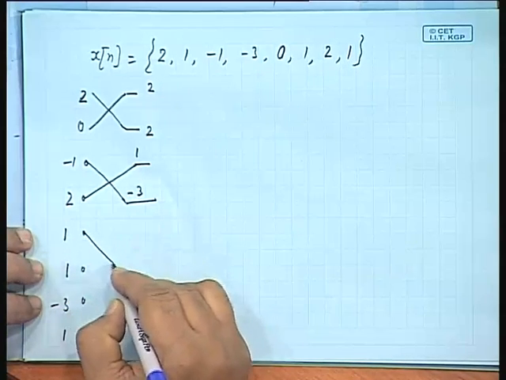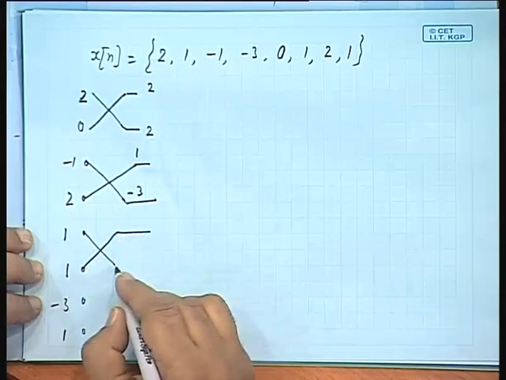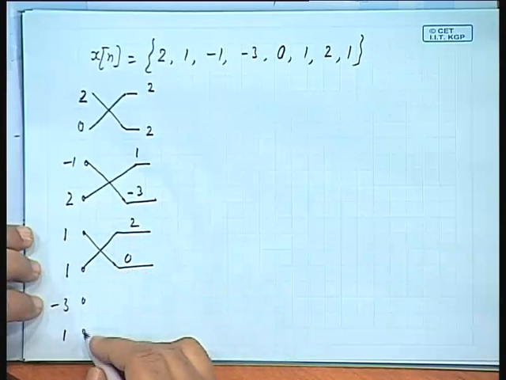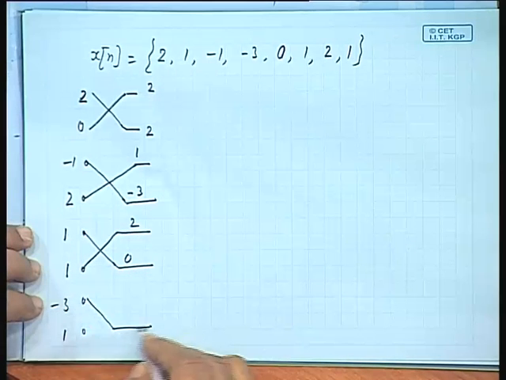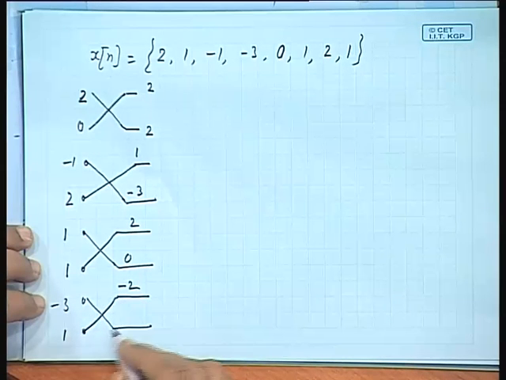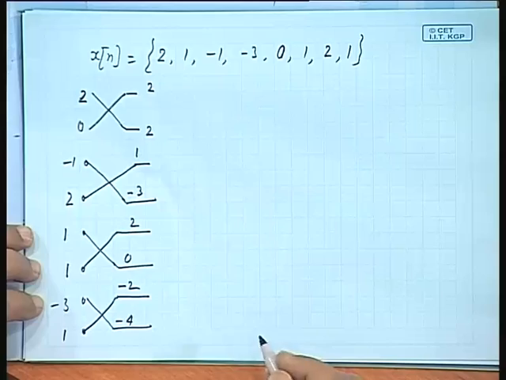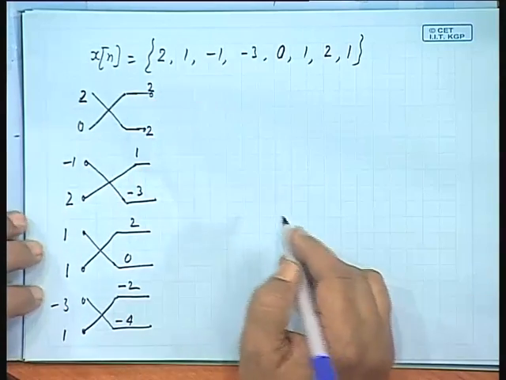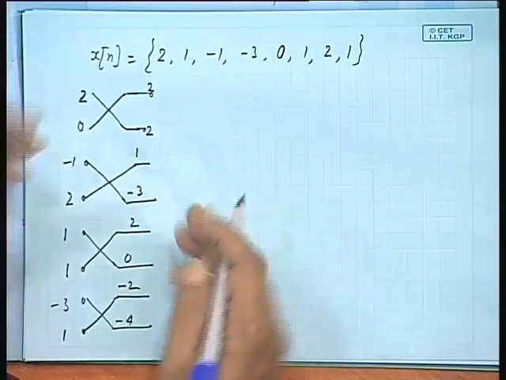So, what will be these values? 1 plus 1, 2 and 0, minus 3 plus 1, minus 2, minus 3 minus 1, minus 4. Correct me if I am wrong. Is that all right? Next, we should combine these two.